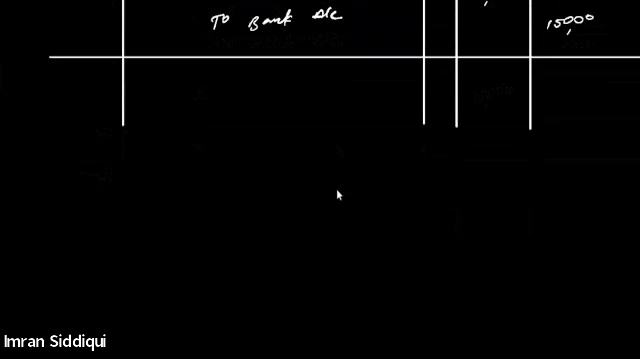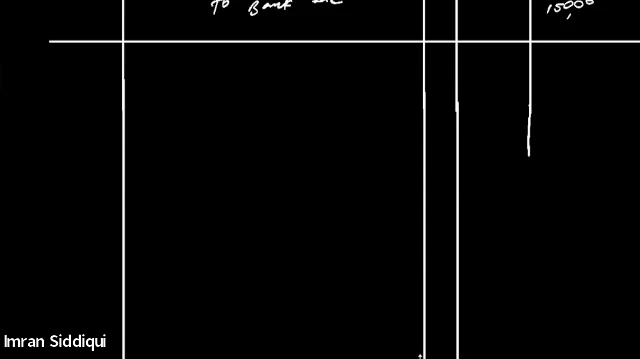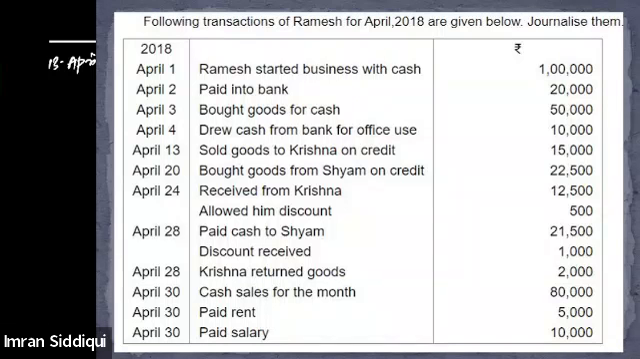Next transaction. On the 13th of April, it will include the Krishna account debited to the sales account. That's right. In the next transaction, it says we sold goods to Krishna on credit.